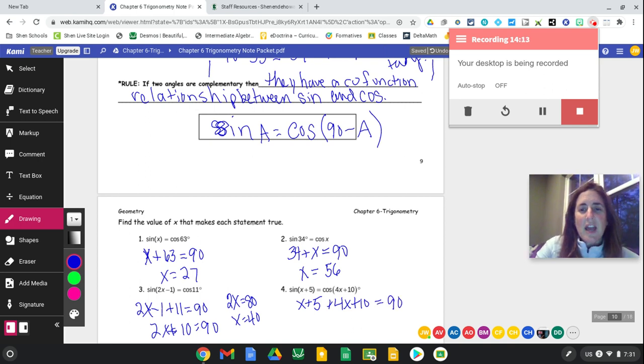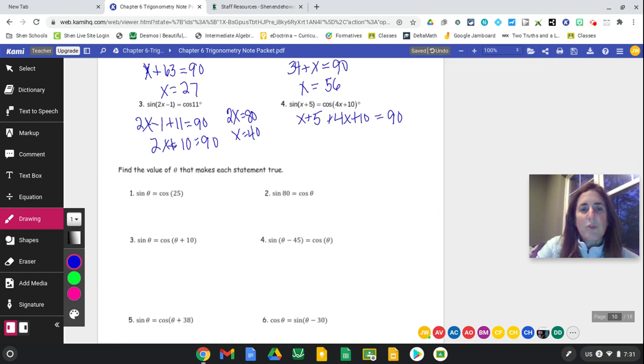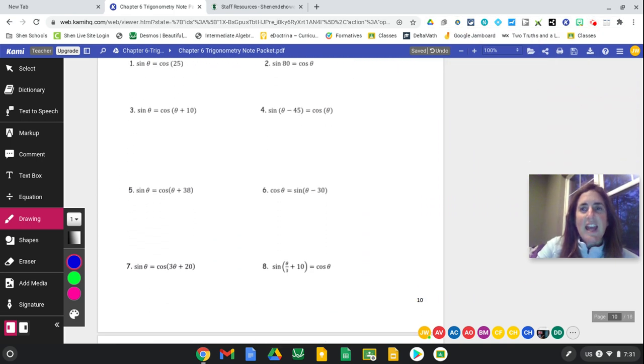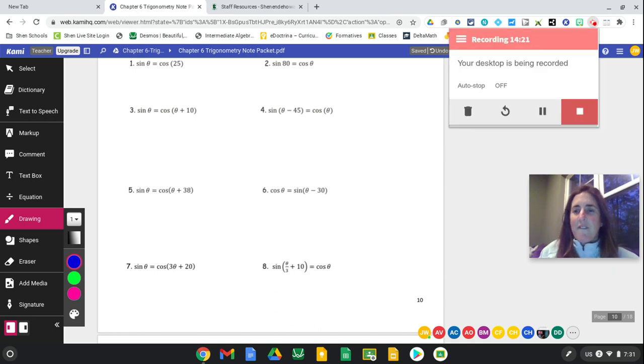I know and have faith that you can do all the rest of these problems here and enter your answers in your Go Formative. You're also going to take a picture of both sides of your notes and upload that into the classwork tab with the Go Formative assignment for these two pages. Happy calculating. You can do it, people.